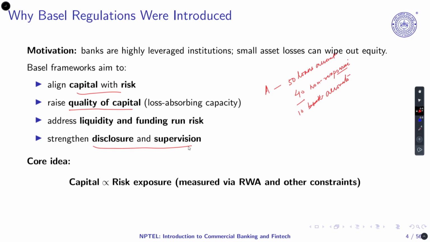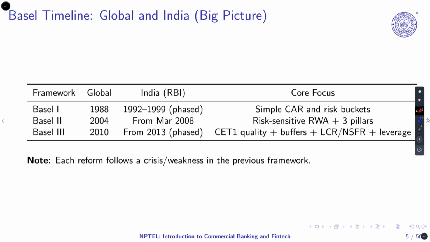It is about strengthening disclosures, that is, what disclosures we need from the bank, and once we have disclosures, then we can analyze the data and get into better supervision. So capital and risk exposures are always important in this direction. Now coming to the next part, which is about how we have evolved the banking regulation in India.